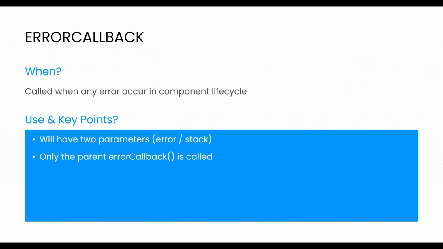Next we have error callback. As the name suggests, it gets called when any error occurs in the component lifecycle, and it contains two parameters, error and stack. These parameters help us get error details, like what the cause of the error is and where the error occurred. And if you have a parent-child relationship in components, then only the parent component's error callback method will get called. It means if we get any error in child components, then that can be handled only in the parent component.